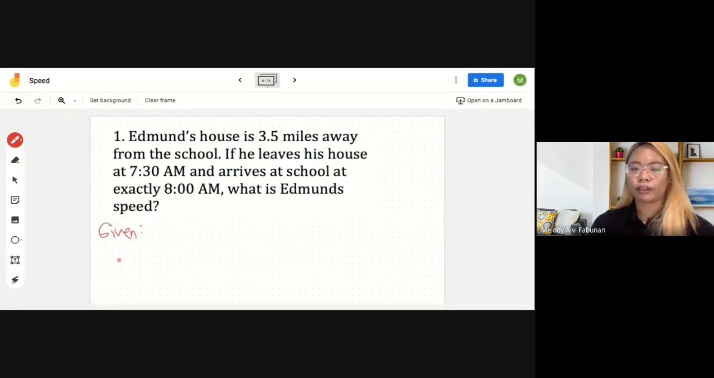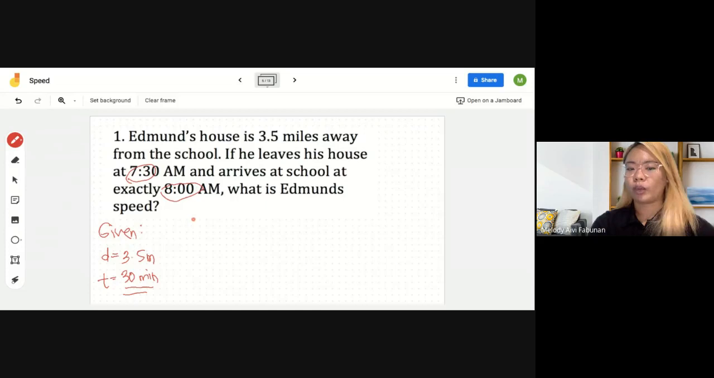Of course, given ang ating distance, which is 3.5 meters. And then given din ang ating time, which is 30 minutes. Kasi from 7:30 na umalis siya, he arrives at the school at 8 o'clock. So yung time lapse is around 30 minutes. Again, you just have to convert 30 minutes into seconds. And then let's apply this to our equation.